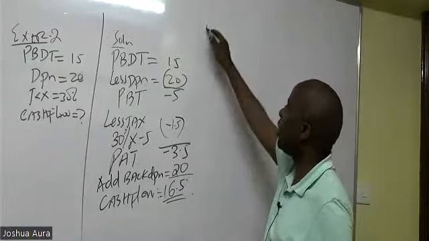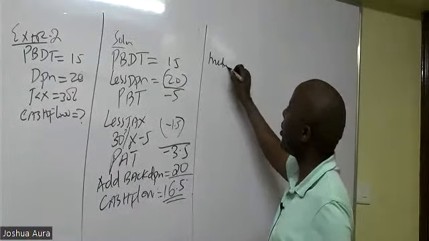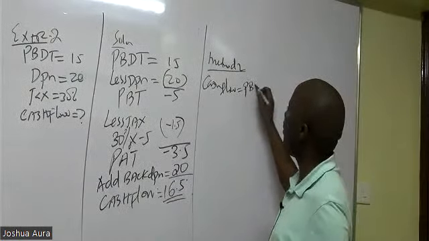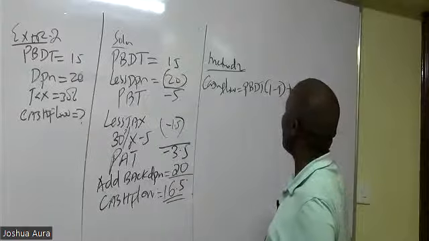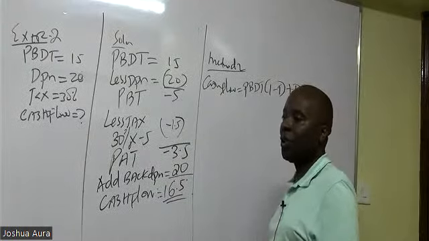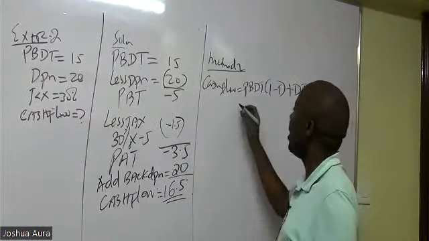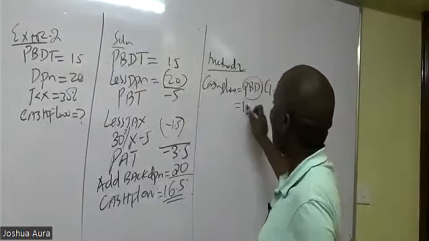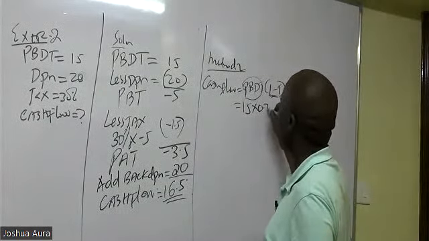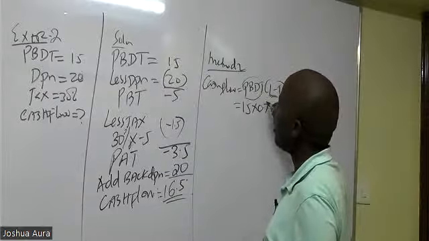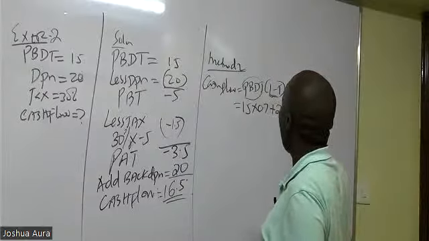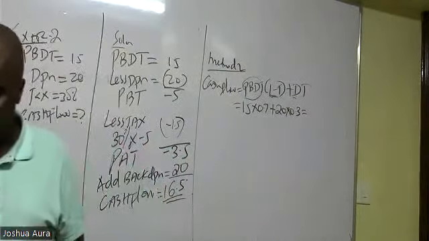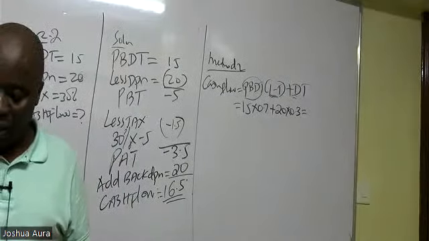And don't forget, ladies and gentlemen, that just in case you would wish to use method 2, you could have also decided to say that cash flow equals profit before depreciation and tax times 1 minus tax, plus depreciation tax shield. So here we have 15 times 1 minus tax, which is 0.7. Depreciation is 20 times tax itself, which is 0.3. So in that case, you'll be able to get that answer.